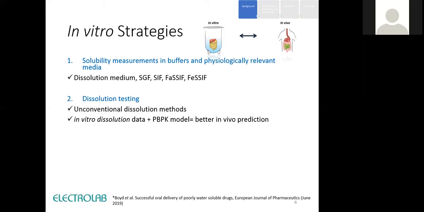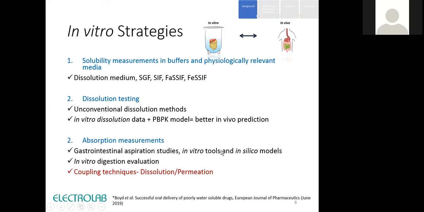Also, in certain cases, for example in amorphous solid dispersions, both the in vitro dissolution data and a PBPK model have to be coupled to get better in vivo predictions of the spring and the parachute action that these formulations have in vivo. Lastly, as part of the absorption measurements, there are several studies which can be performed. For example, gastrointestinal aspiration studies, which involve aspirating a sample of the GI fluid and analyzing the drug concentration. There are various in vitro tools and in silico models available which can help simulate the GIT drug behavior.